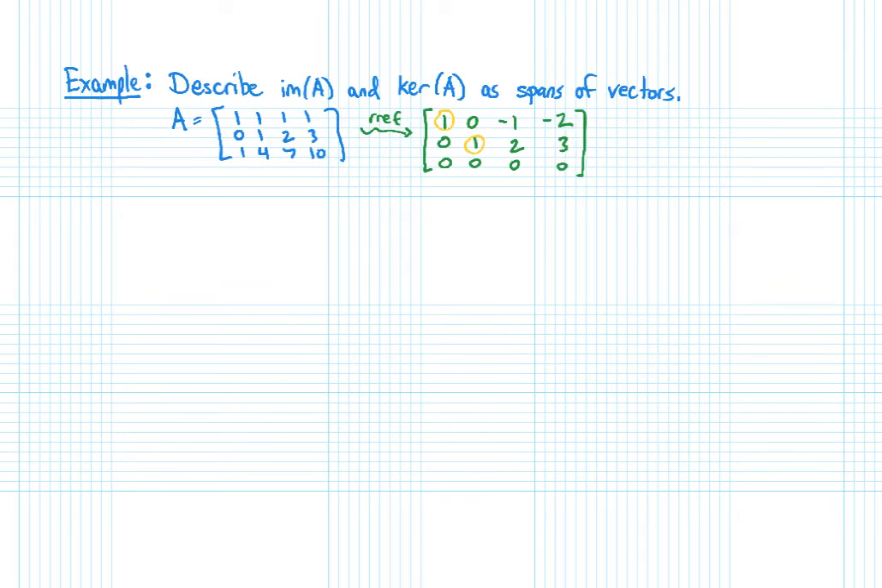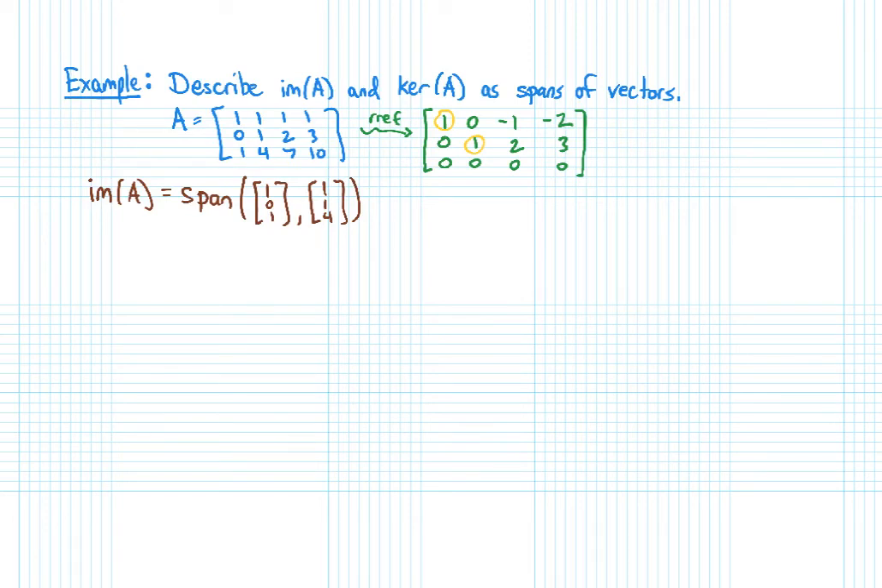And you can see from this that the pivots are in the first two columns, and so that already allows us to answer the question about what the image of A is. It's just the span of the first two columns of A. So the image of A is the span of (1, 0, 1) and (1, 1, 4).